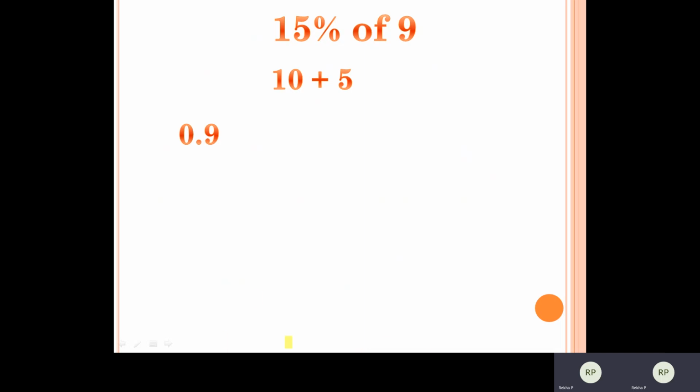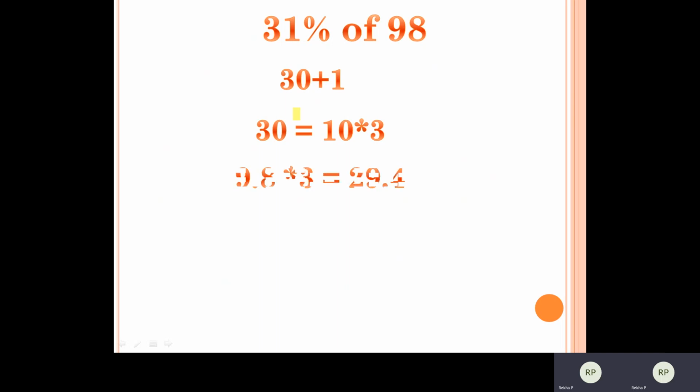Then what about 5%? 5 is 10 divided by 2, right? So you can represent 5 as 10 divided by 2. So 0.9 divided by 2, you will get 0.45. And then you have to add these: 0.9 plus 0.45. So you will get 1.35. Okay. So now what about the next one?